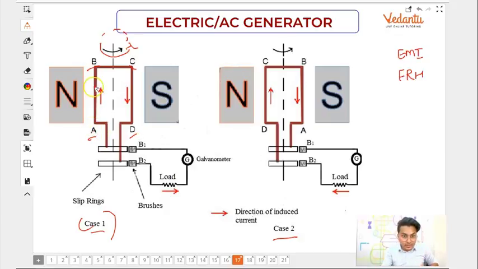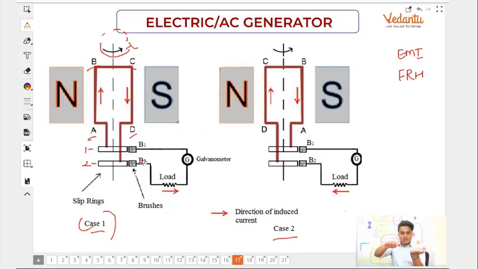And one more thing to notice, AB is connected to slip ring 1, CD is connected to slip ring 2. There is no connection between the two slip rings. There is no connection between one end of the coil to the other slip ring. तो ऐसा कोई connection है नहीं. AB connected to slip ring 1, CD connected to slip ring 2. Slip ring 1 connected to B1, slip ring 2 connected to B2. ठीक है? तो और कोई extra connections नहीं है. ठीक है? Coming back to the point.